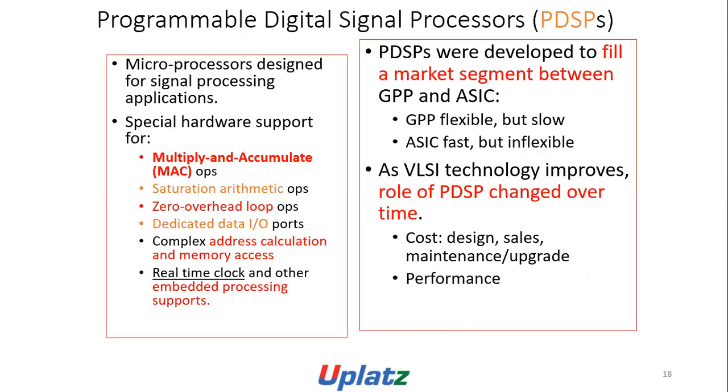Programmable digital signal processors, PDSPs. These are microprocessors designed for signal processing applications, with special hardware support: multiply-accumulate, MAC operations, saturation operations, zero overhead loop operations, dedicated data IO ports, complex address calculation and memory access, real-time clock and other embedded processing and support. PDSPs were developed to fill a market segment between GPP and ASIC. GPP is flexible but slow; ASIC is fast but inflexible. As VLSI technology improves, the role of PDSP changes over time in terms of cost, design, sales, maintenance, upgrade, and performance.